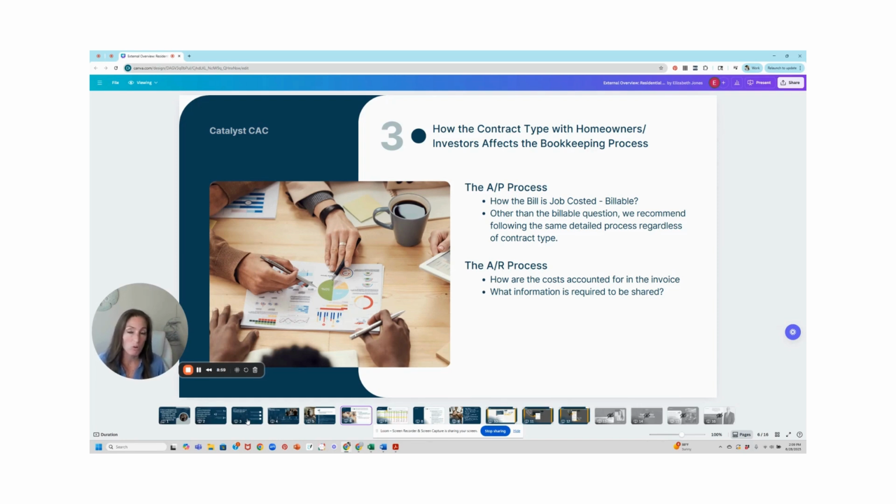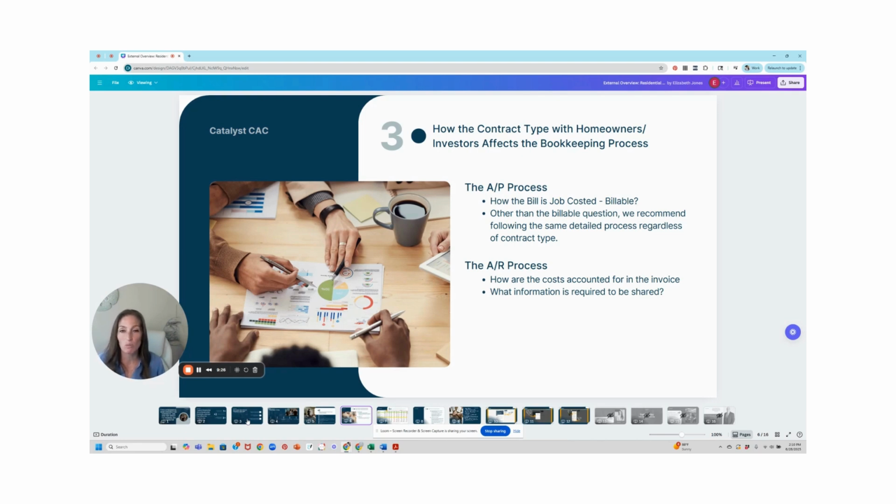So other than the billable question, we recommend that you follow the same exact detailed process in your accounts payable process, regardless of the contract type. So in a lot of ways, the accounts payable process is not changed depending on the contract type, but that one little billable box and whether it's checked or not is extremely important depending on what type of contract you have.